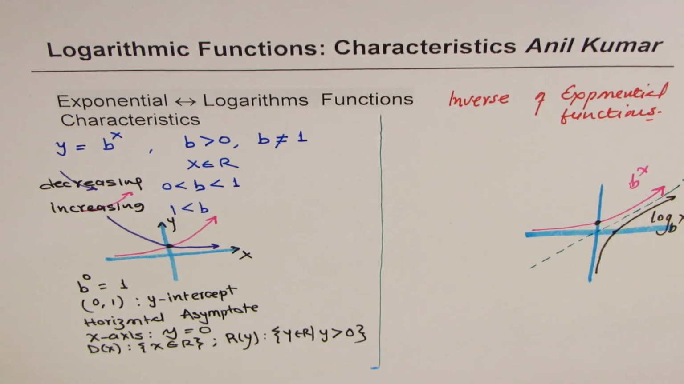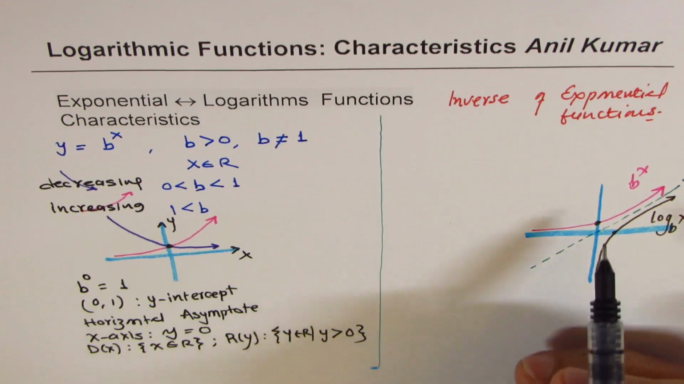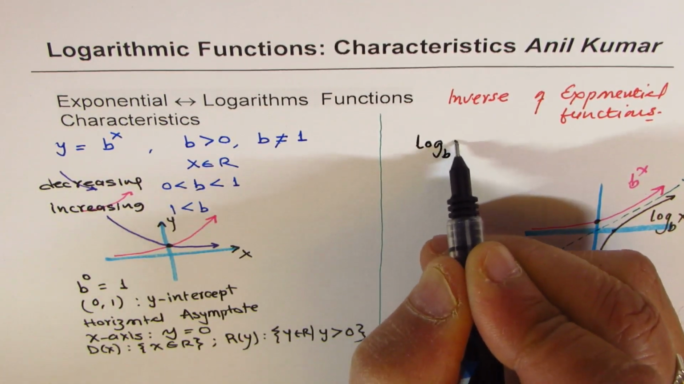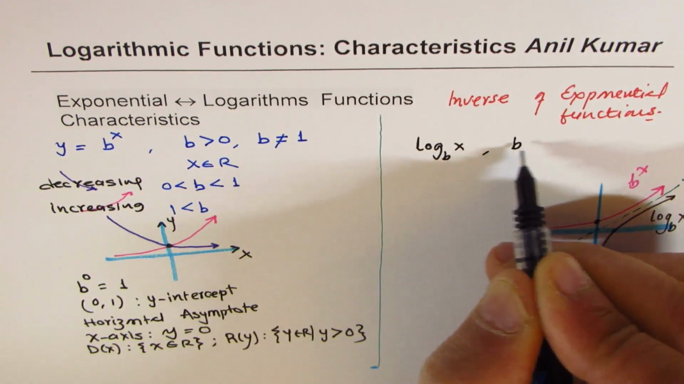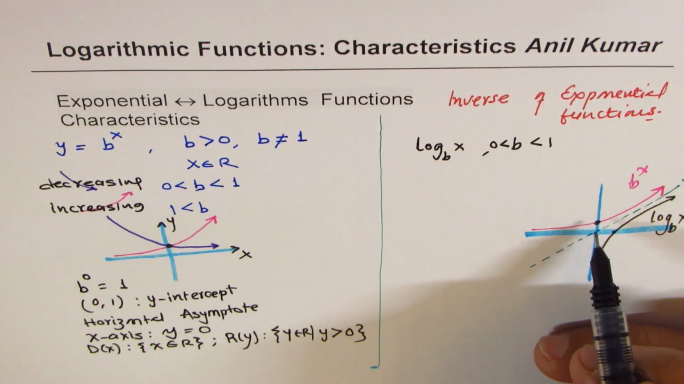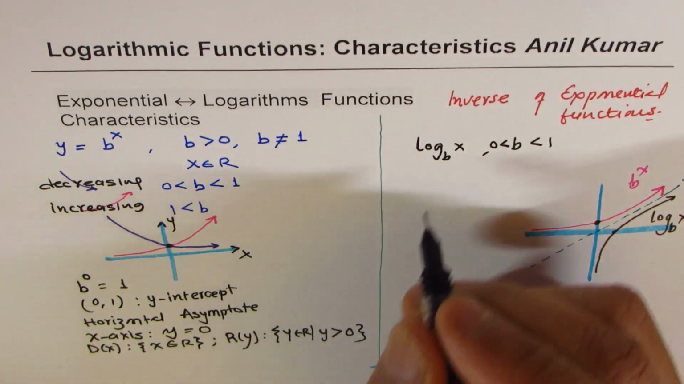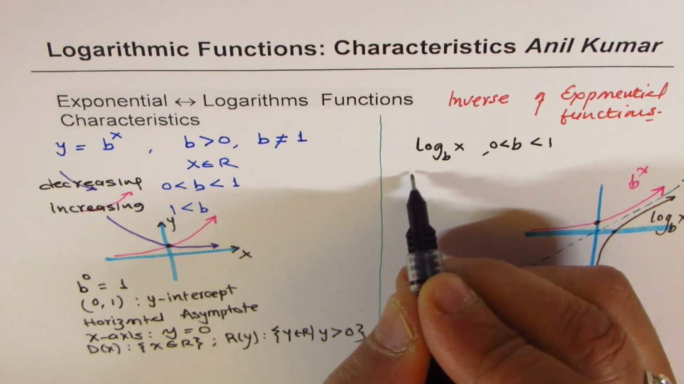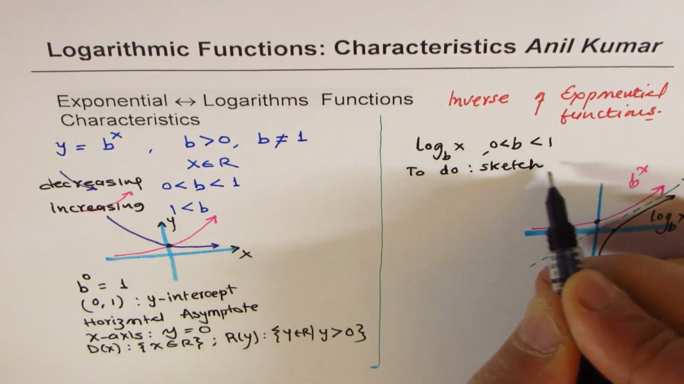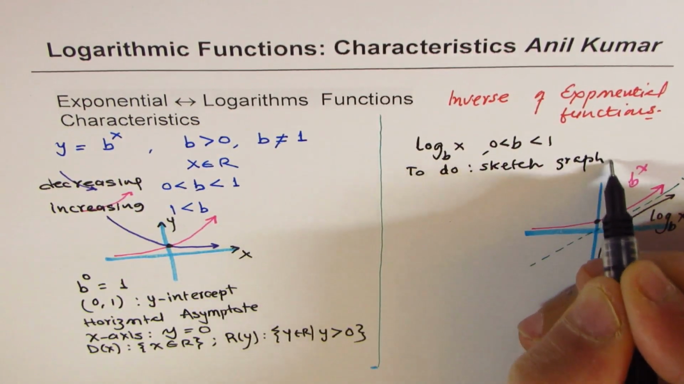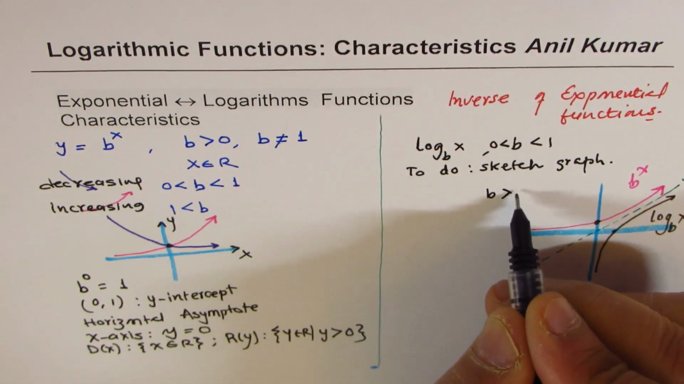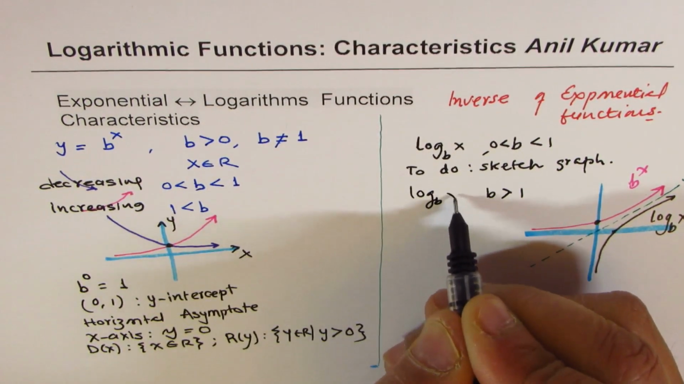Perfect. Now, based on this, I've done the diagram for log to the base b of x. Now, if b is less than 1, however, it has to be greater than 0, in that case I'd like you to sketch the graph of log base b of x. So that is an exercise. Sketch the graph. I've already done it for b greater than 1. Is that okay? So I've done it for log to the base b of x.